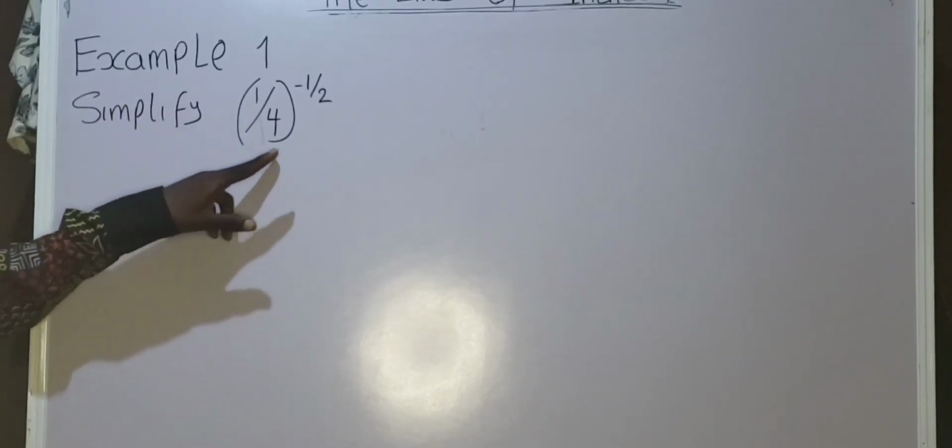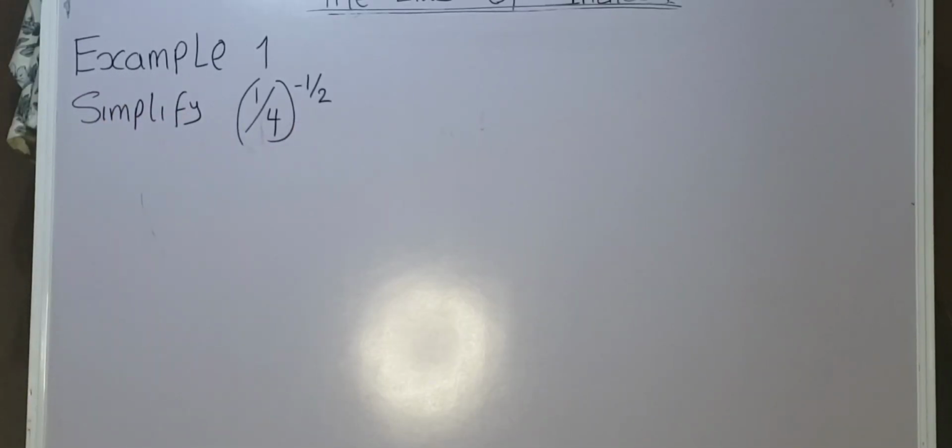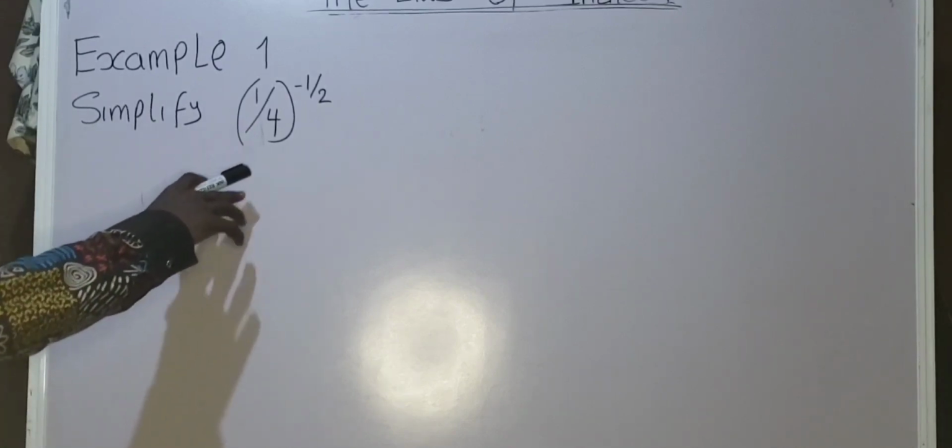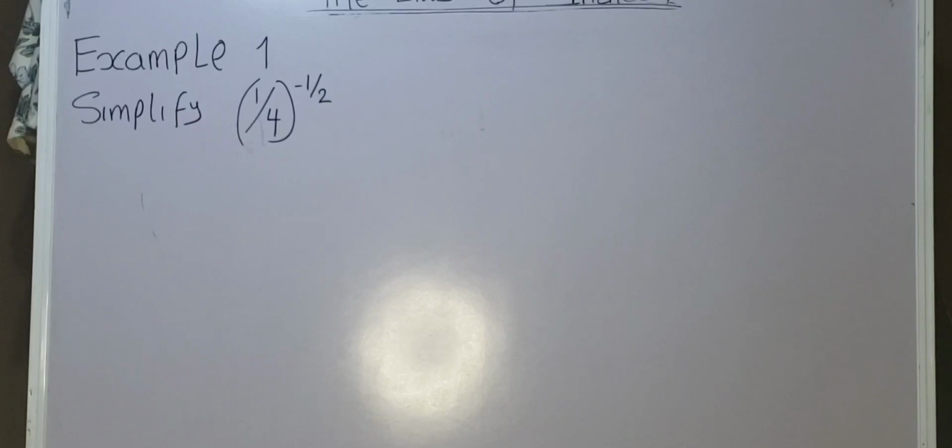Simplify 1 over 4 raised to the power of minus 1 over 2. Now, if I may ask you, which law are you going to employ to simplify this based on what we have learned so far? Which laws among the laws of indices are you going to employ to simplify this? Yeah, we are going to employ the law of negative power.